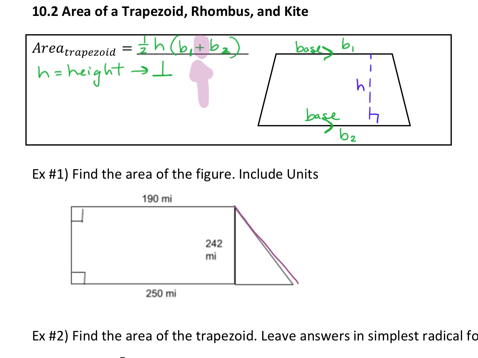This is a trapezoid, this whole big thing. These are parallel. Okay, what would you call H right now? 242. This is your height. Okay, it's perpendicular because this makes a rectangle here. So 242 is H. What would you call B1? B1 and B2 are interchangeable, so it really doesn't matter if you pick 190 or 250.